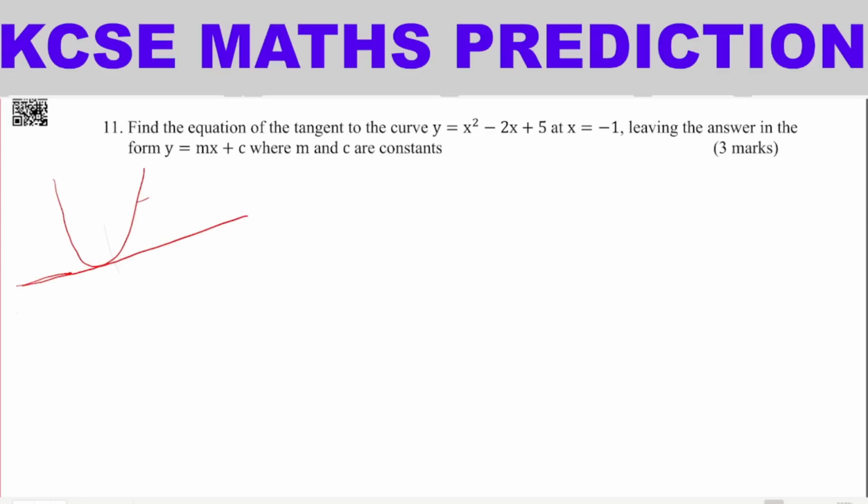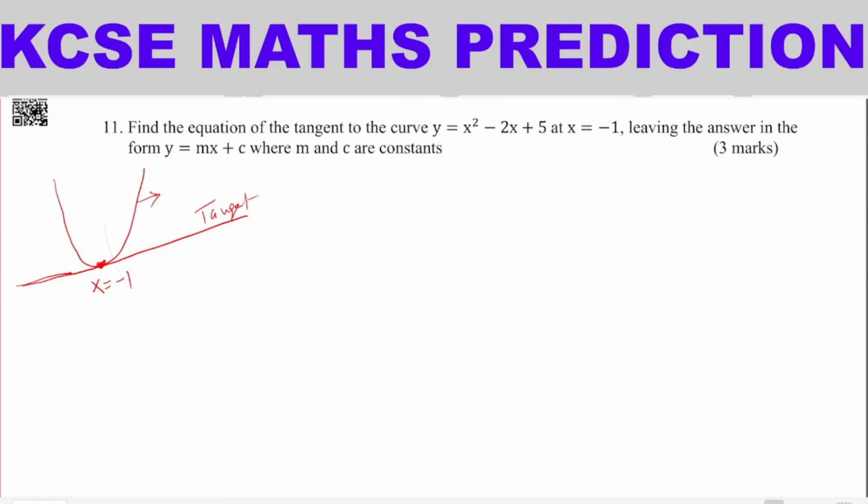So the curve is here, and then the tangent is here, and this point of contact between the curve and the tangent is x = −1. So you need to get the equation of that straight line, which is the tangent. And to do that, you require to have the gradient, that is the first thing. So we shall get the gradient of that tangent using this point of contact.